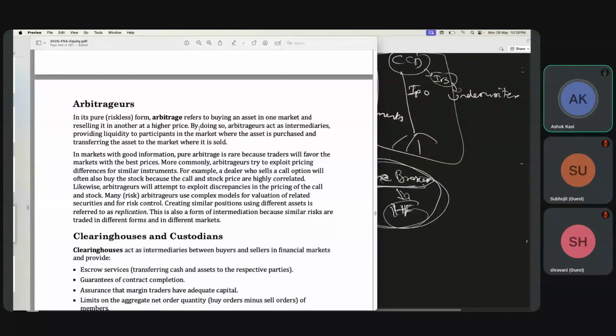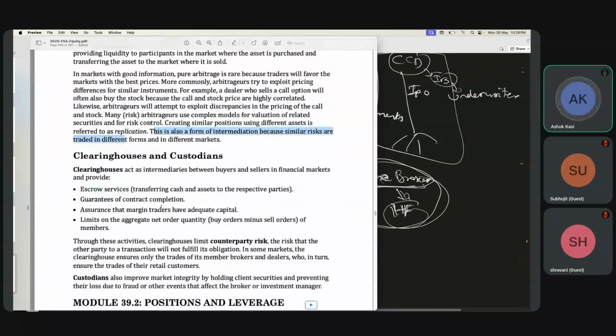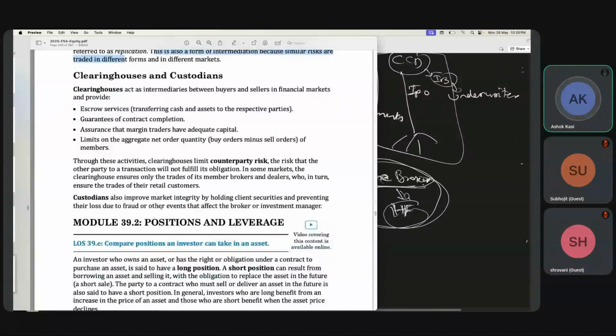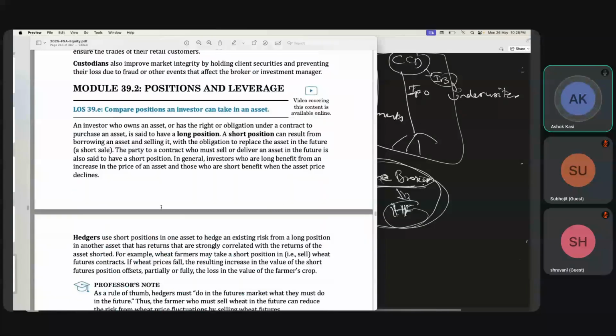Arbitrage also, anyway, we will be doing this in derivatives. So you can ignore this for now, arbitrage. With all these replications you will get doubts, so better we do it in derivatives only. Clearinghouse and custodians.